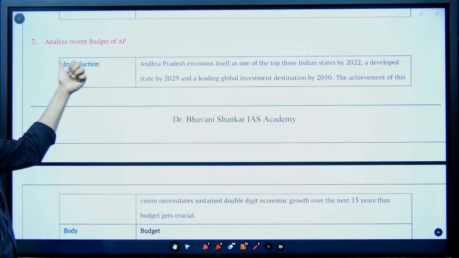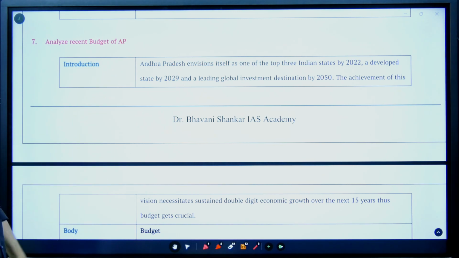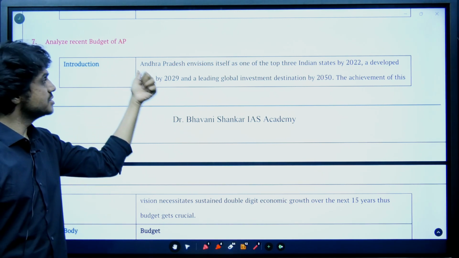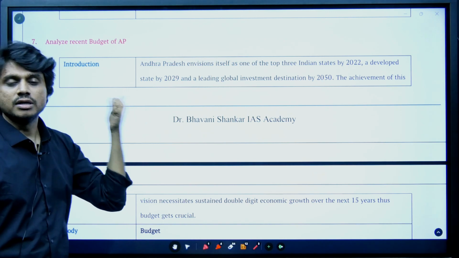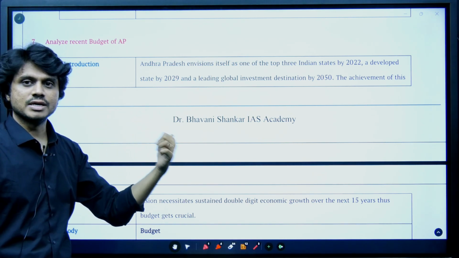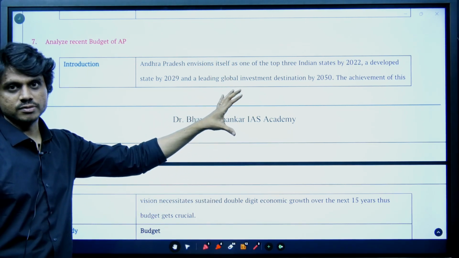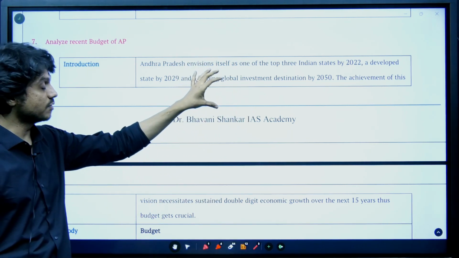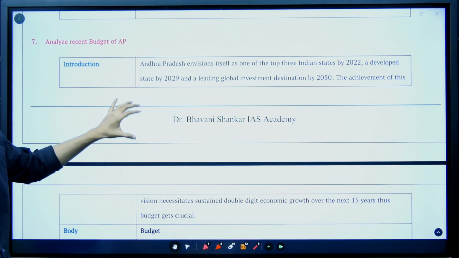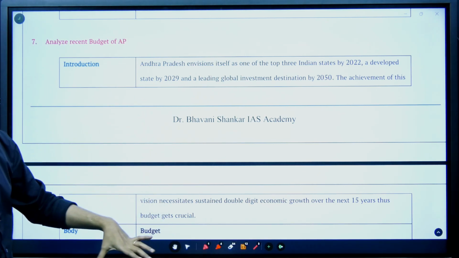Next question. Analyze the recent budget of the AP. APPSC asked a similar question in last year's APPSC exam. Even if they do not ask us any question from this budget, understanding the budget provisions is still very important for us.